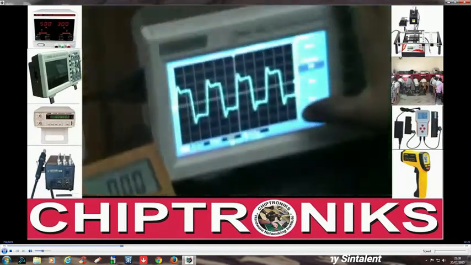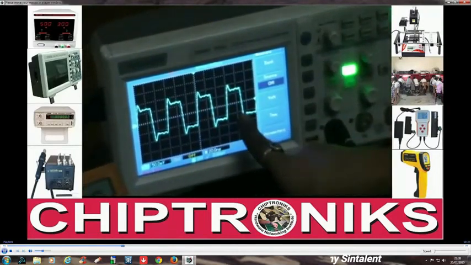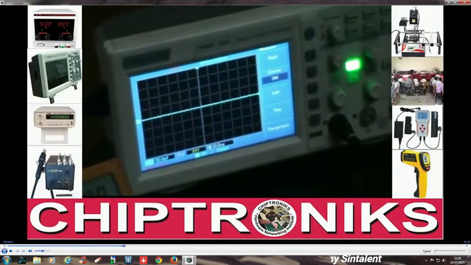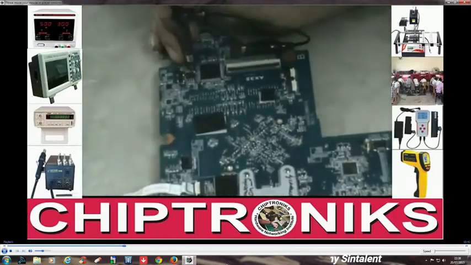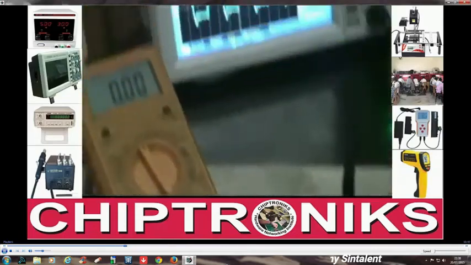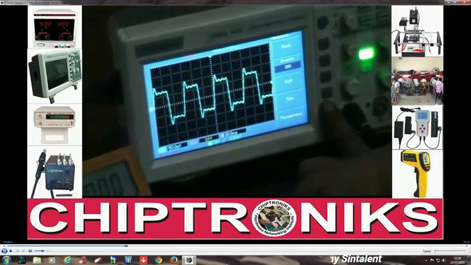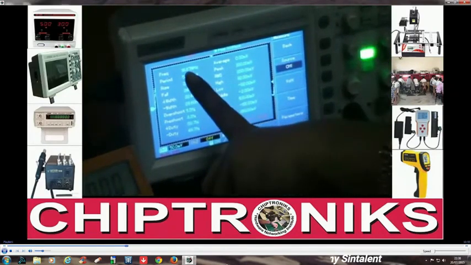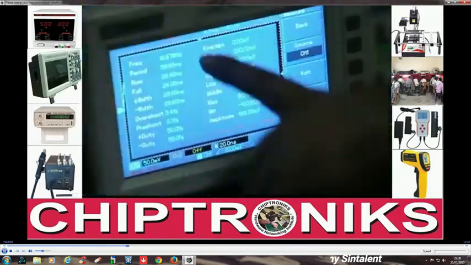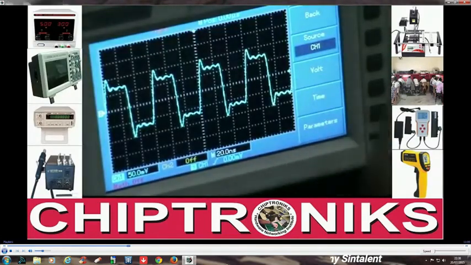Okay, here I'll check the clock. This is the clock signal. Look, I'll show you. This is the BIOS IC. I'll check here 1, 2, 3, 4, 5, 6. Pin number 6, clock. Look at the signal, and I'll show you the frequency also. Look, 16.67 megahertz frequency. 16.67 megahertz.